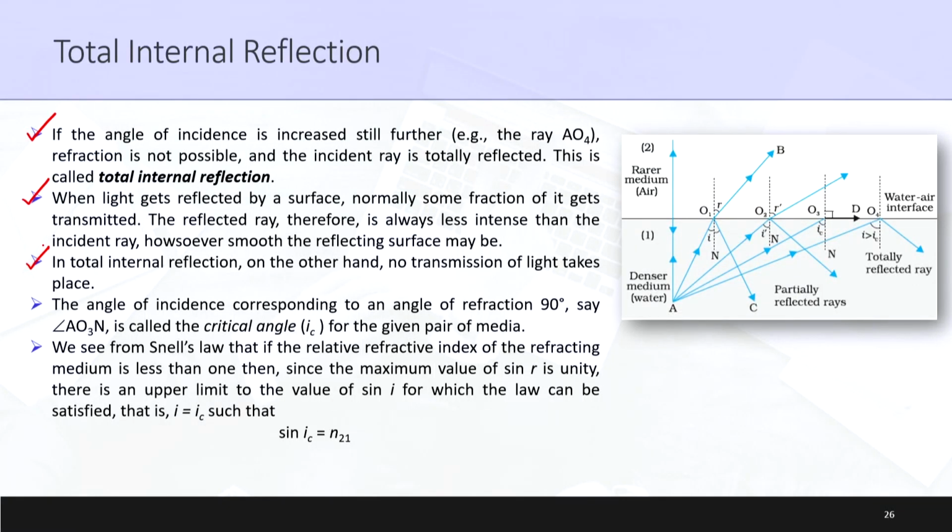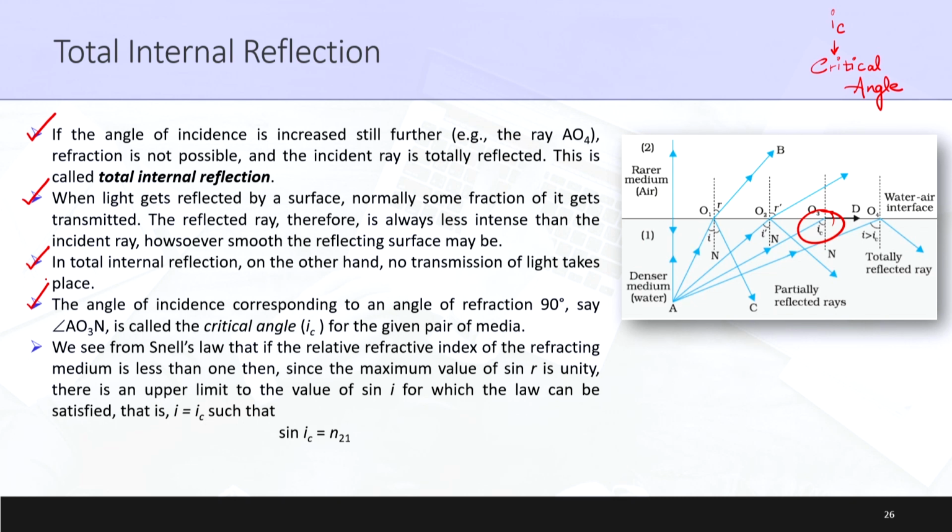Next, the angle of incidence corresponding to an angle of refraction of 90 degrees, that means this angle here, say angle AO3N, that means this angle which has been talked about here, is called the critical angle. So, this angle IC is called the critical angle for the given pair of media. So, this thing has also been explained.